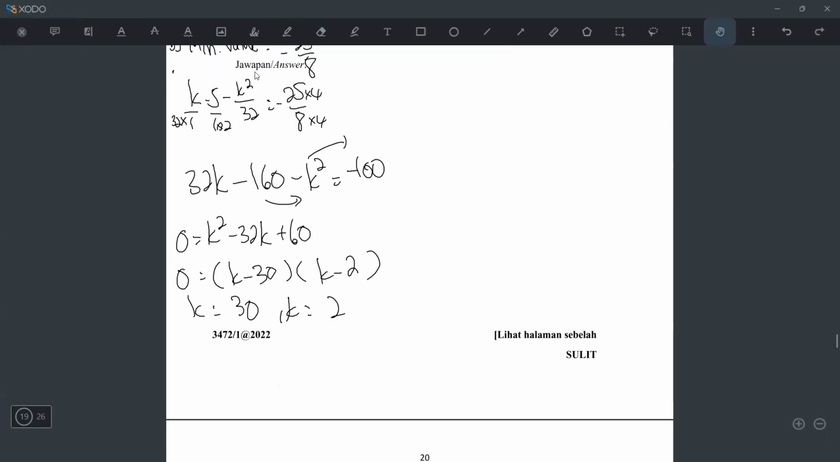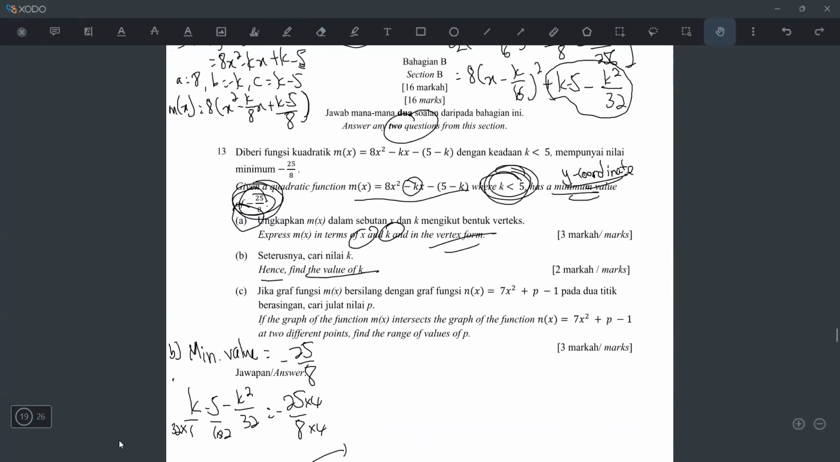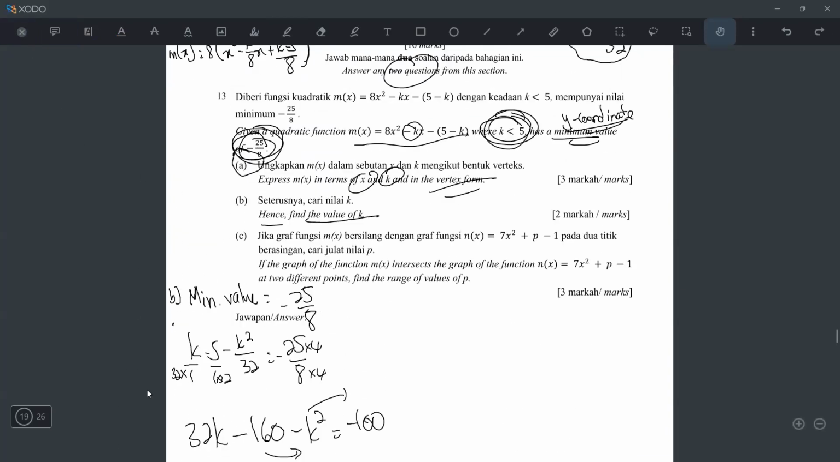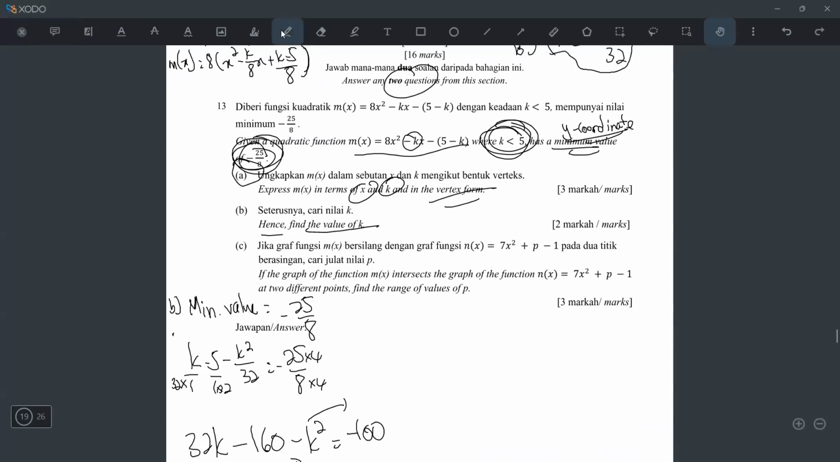So yeah, this is the moment when it's useful. K must be smaller than 5, so 30 is rejected. So the K value is 2, right? Because they say smaller than 5. Okay, I think I can do C now. Okay, and I'll do it here.